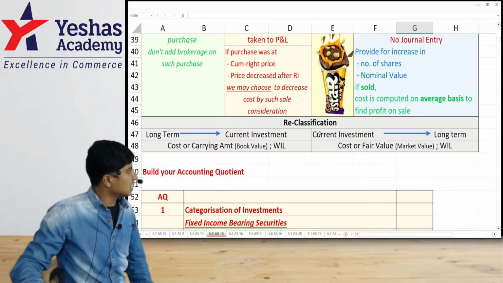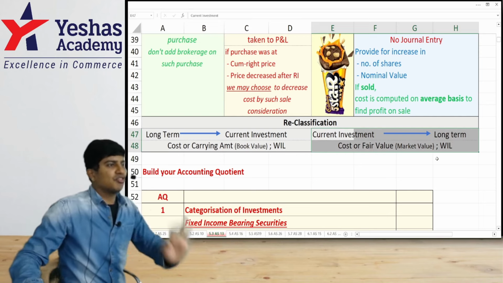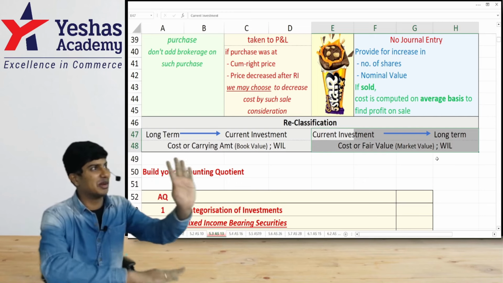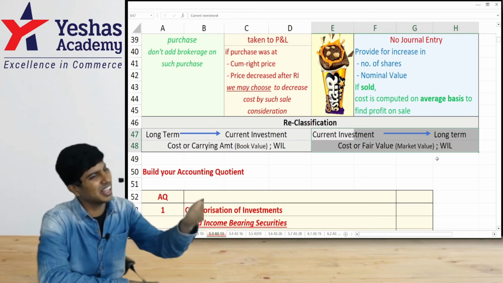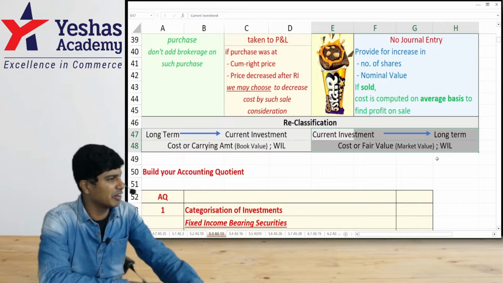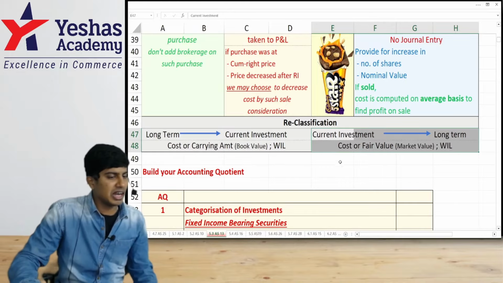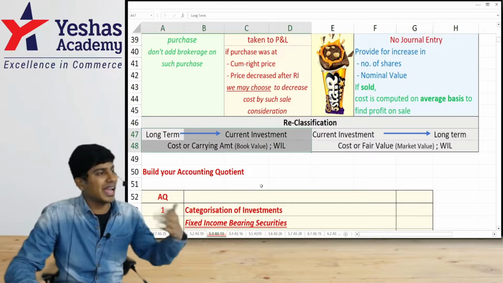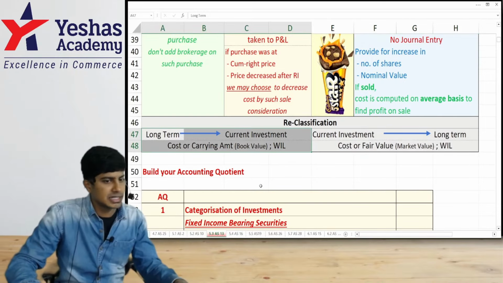It should be valued at cost or fair market value, whichever is less. Usually market value is fair market value. But if they give fair market value separately and market value separately, take fair market value. Understood? If nothing is mentioned, market value is considered to be fair value. Understood? If you're reclassifying long term to current investment, then original cost or carrying amount, whichever is less.